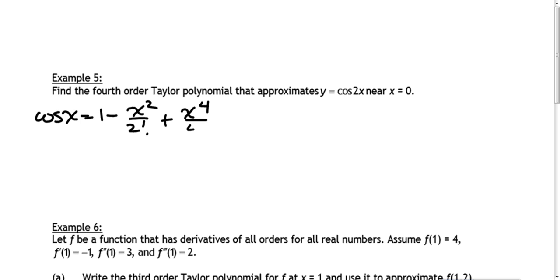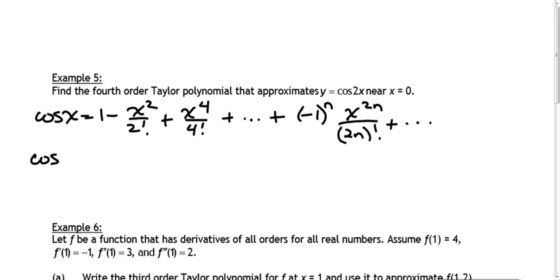And that's as far as I need to go, because I only need a 4th degree, 4th order. Write my general term anyway. And again, I'm doing a substitution. So instead of an x, I'm going to have a cosine of 2x.